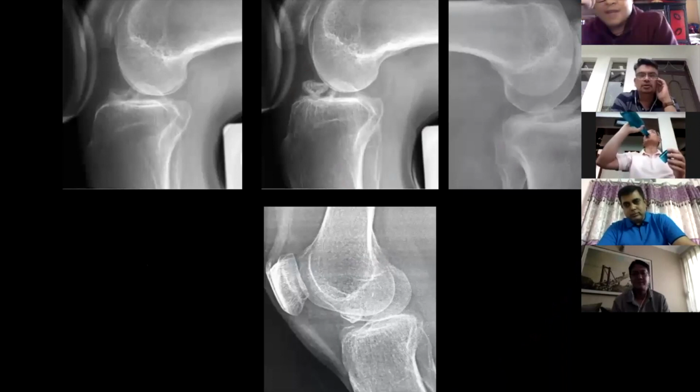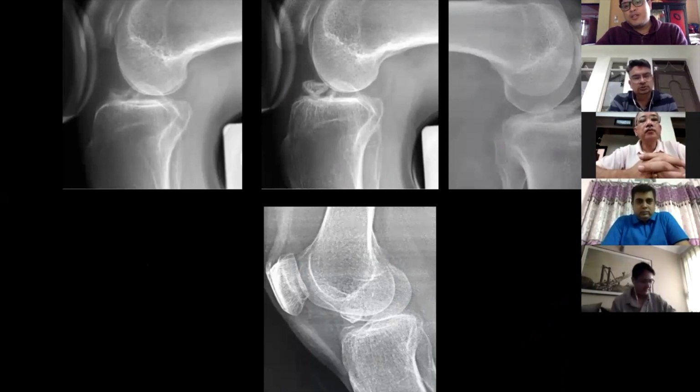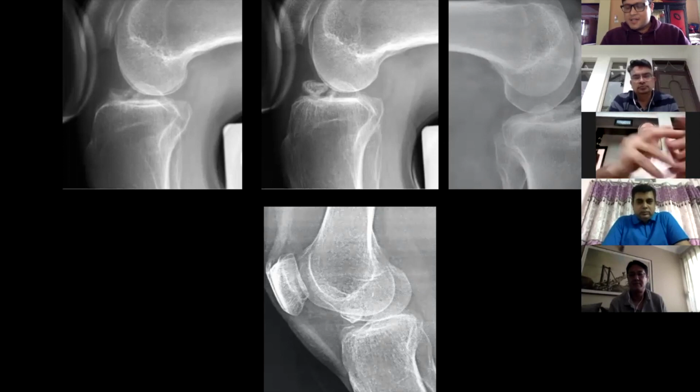The ACL avulsion is a very small fracture that can be missed if the eyes are not trained enough. So the consequences of ACL avulsion being missed are the non-union leading to the bony protuberance that will lead to loss of extension. Sometimes there may be non-union and sometimes there may be good union. So with this case history, are we overdoing the cases of ACL avulsion, sir?